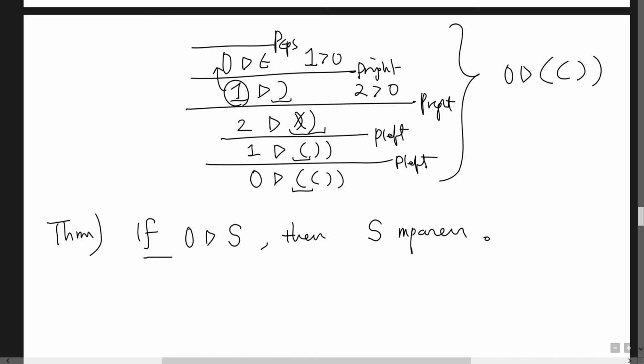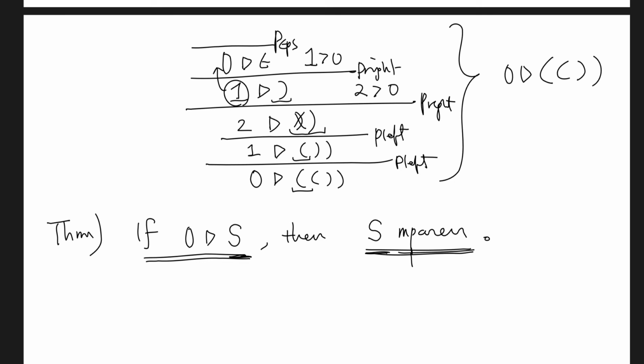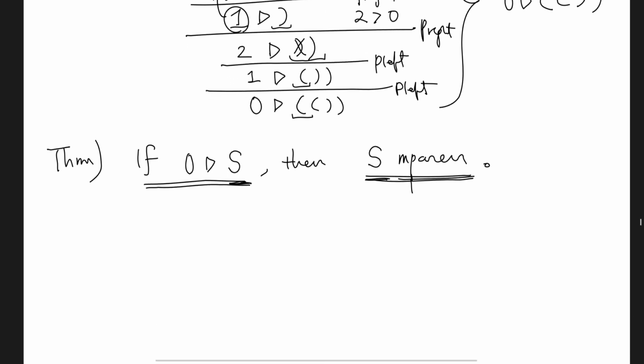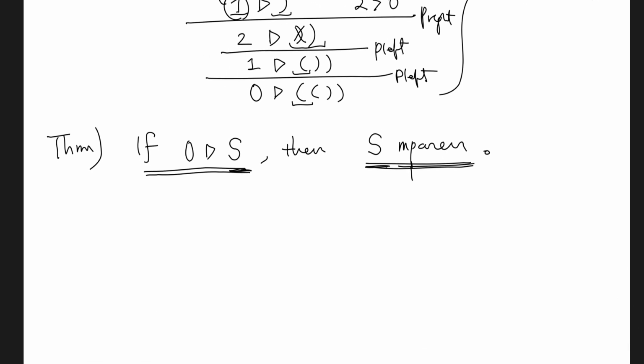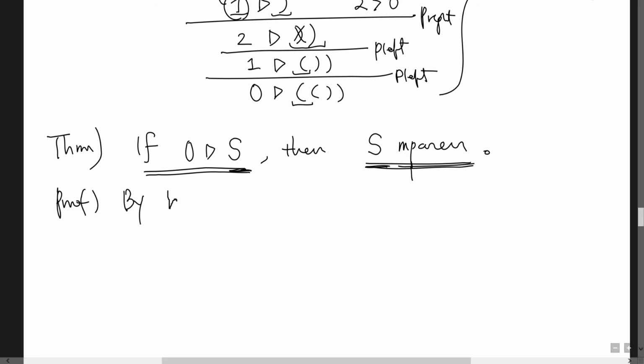This judgment states that string S is matched, and this judgment says that m-parent accepts this string S. So we'd like to prove this. Let's apply rule induction and see why the proof gets stuck. The proof is by rule induction on this judgment 0 triangle S.